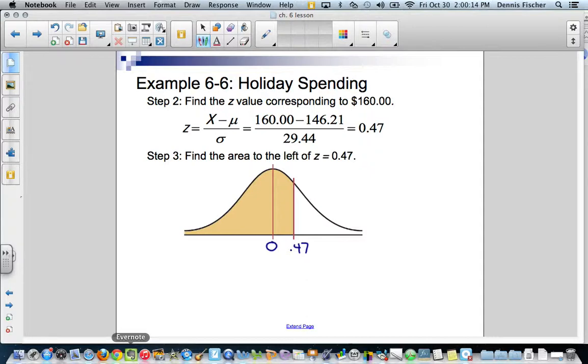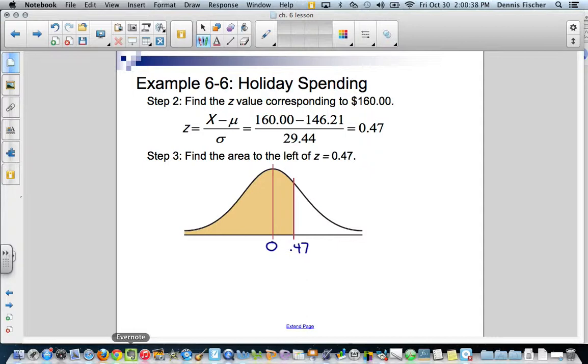Down the line, all the tables that you're going to use are not on here. So we're going to have to use some tables in the back of the book. On page 770 is the one in the back of the book. So if I go to table E, I need 0.47. So I'm going to go down to 0.4, and then go over to 7, and so I have 0.1808.